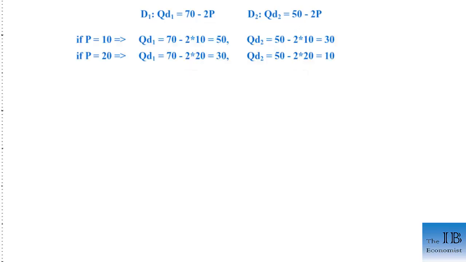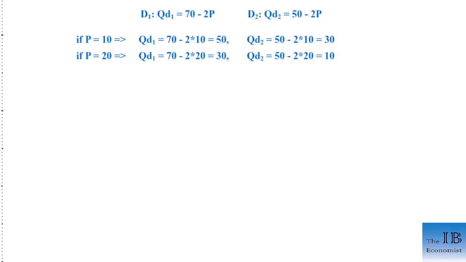Let's solve this. The first thing that we need to do in order to draw these 2 demand curves is to obtain 2 points for each of them. So if we set a price equal to 10, QD would equal 70 minus 2 times 10, which is 70 minus 20, and it would generate a quantity of 50. And for QD2, 50 minus 20 would equal 30. If we set a price equal to 20, quantity demanded 1 would equal 70 minus 40, which is 30, and quantity demanded 2 would equal 50 minus 40, which is 10.